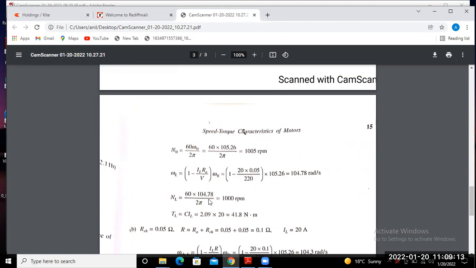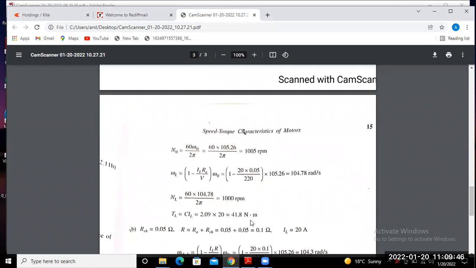Okay. So put the value of omega L, that means you have to obtain the 104.78 radian per second. And if you simplify, then you will get almost 1000 RPM. Okay. So full load speed is your 1000 RPM. And torque is equal to nothing but C into IL. So C you already have found out, that is nothing but 2.02. And put the armature current equal to 20.